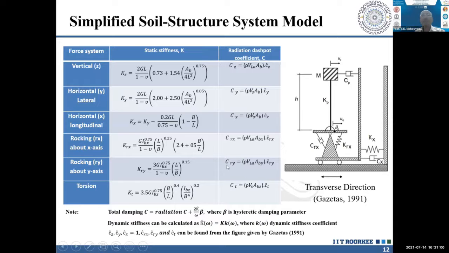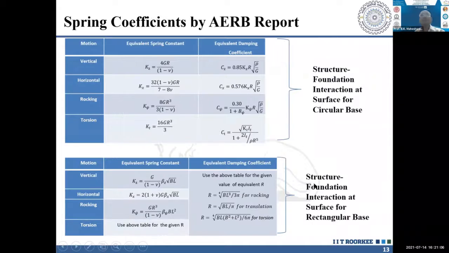Similarly, these expressions are given by Gazetas, 1991. Similarly, spring coefficients given by AERB, the Atomic Energy Regulatory Board, for nuclear power plants are shown in this slide. This is for a circular base. So you have vertical, horizontal, rocking, and torsion modes.